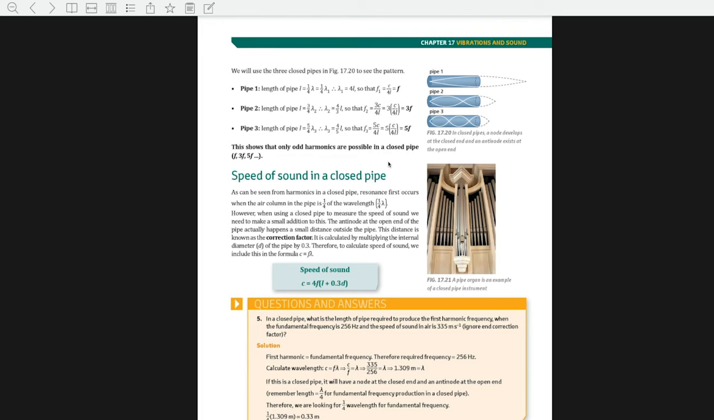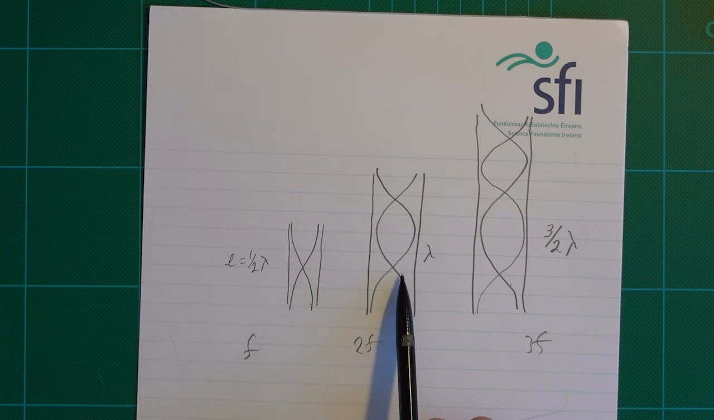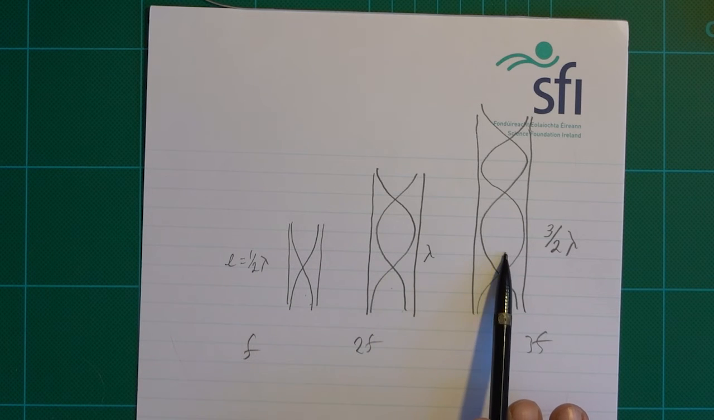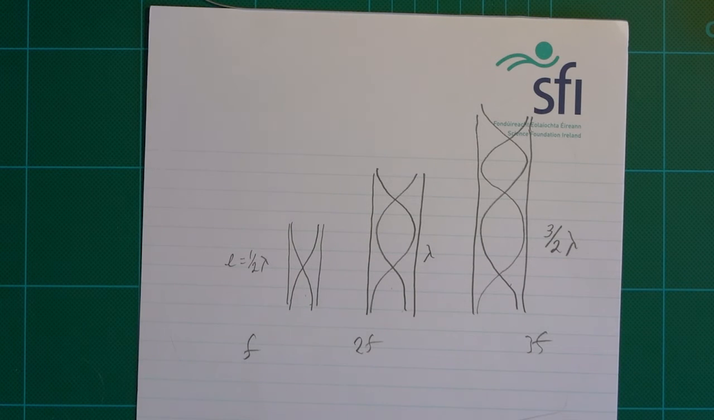in a closed pipe the situation is different. So these you have to be able to draw and to recognize that the lengths correspond to half a wavelength, full wavelength, 3/2, 1.5 wavelengths there. So 1.5 wavelengths for this one. Frequency will therefore be f, 2f, and 3f.